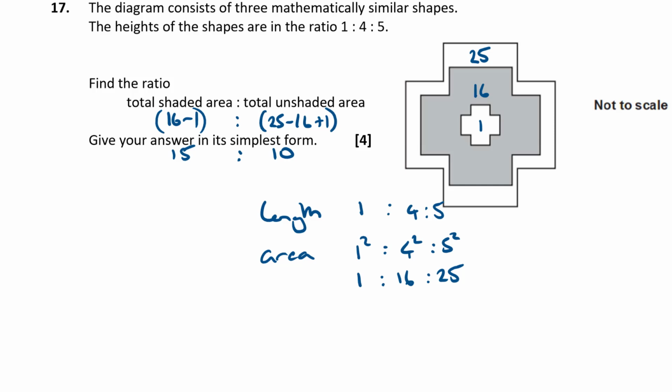15 to 10, can we cancel that down? They're both in the 5 times table, aren't they? So let's divide them both by 5. So that is going to be 3 to 2. Okay, that's it. That's my answer. Giving my answer in its simplest form, it is 3 to 2.